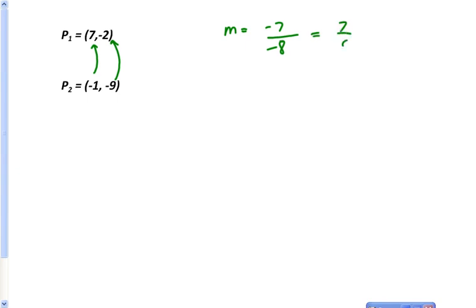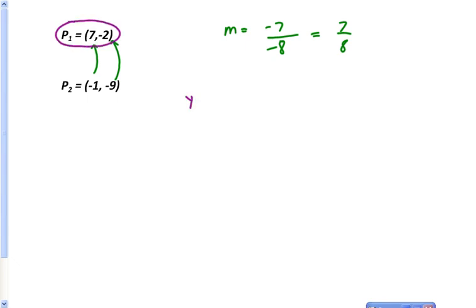Here's the same idea. Oops, went too far. Here's the same idea, but I'm not given a slope. Well, I have to find a slope. And it looks like the y difference is negative 7 over the x difference is negative 8, so my slope is 7/8. It doesn't matter which point I choose right now.